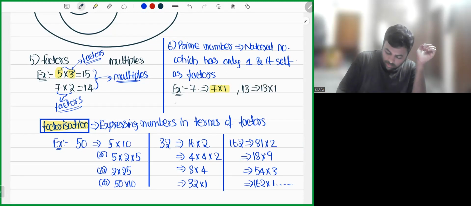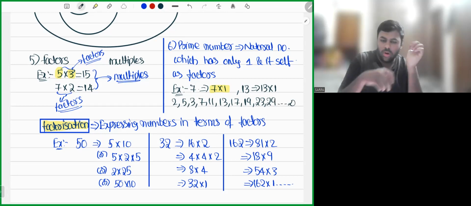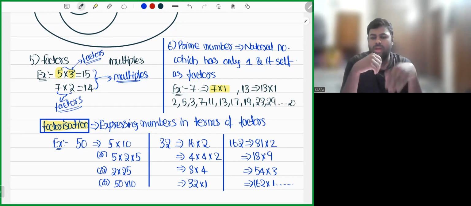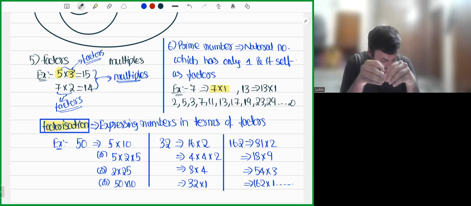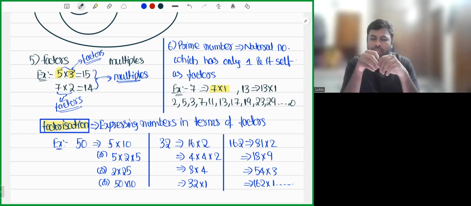Okay. 2 is a prime number. 5 is a prime number. 3 is a prime number. 7, 11, 13, 17, 19, 23, 29 are prime numbers. And so on, to infinity. Because what is happening? You are unable to express that beyond one and itself. If you cannot express it beyond one and itself, we call it a prime number.